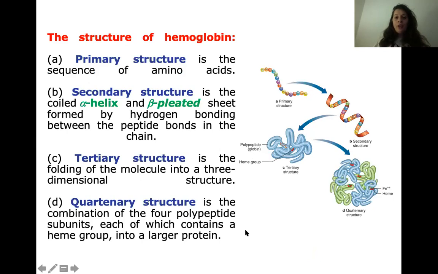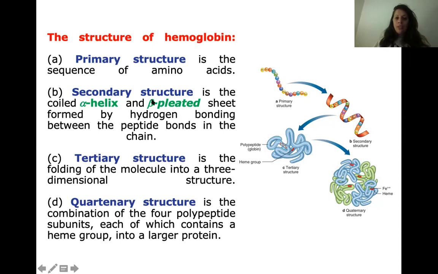So we can look at the hemoglobin structure according to the things we learned in molecular classes, according to the primary structure, the secondary structure, tertiary structure, or the quaternary structure. And when I say primary structure, to remind you, it's the sequence of the amino acids. And we said that the alpha chain is much shorter than the beta chain.